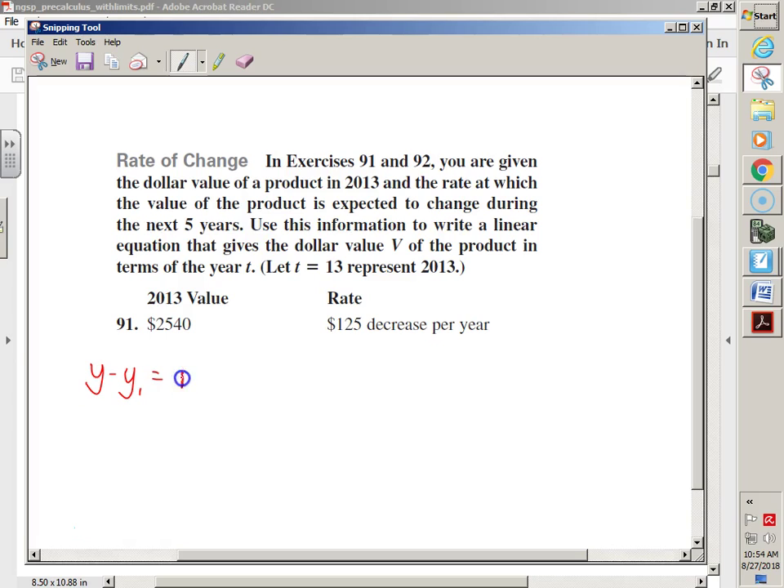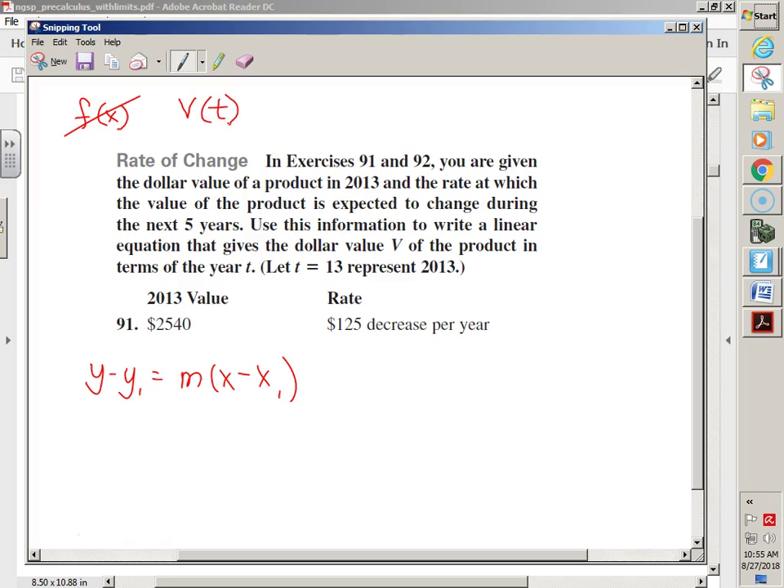y minus y1 equals. Okay, this wouldn't be a big deal, except who's y? Who's x? Yeah, you have to take that from the problem. So it says value V of the product in terms of the year t. Now, we haven't talked about it, we will in section 1.4, in terms of, some of you might remember from algebra 2, function of, like f of x. Except in this one, we're not doing f of x because we're not doing y's and x's. Instead, what we're doing is v of t, value as a function of time.